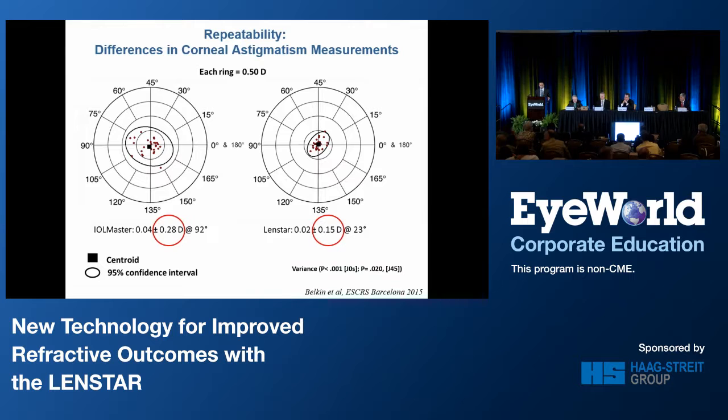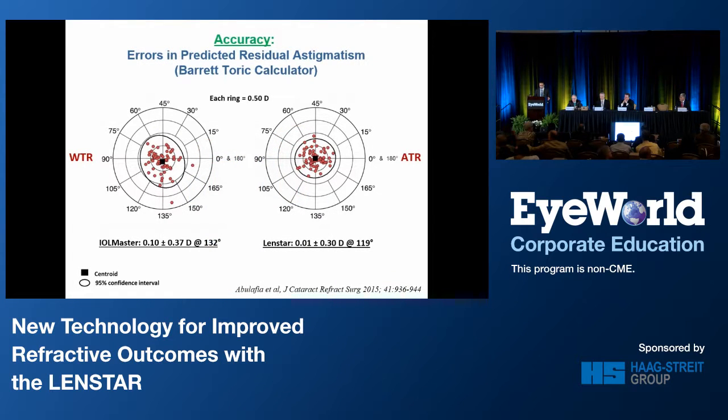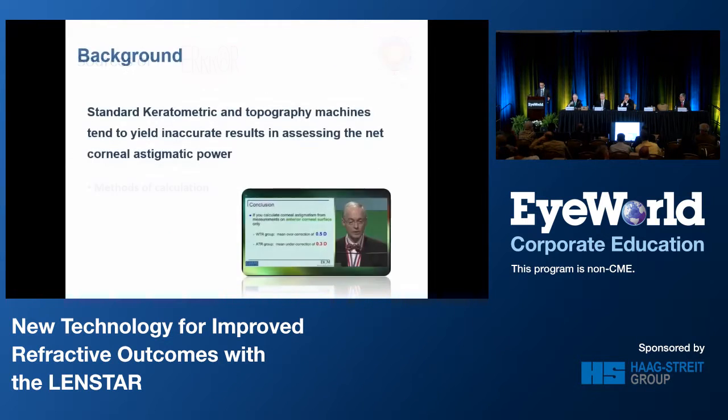However, the LENSTAR device had a significantly lower variance as compared to the OWLmaster. And when the LENSTAR was used, more than 96% of the eyes had a difference below 0.5 diopters between the two measurements, as opposed to about 78% with the OWLmaster. So what about accuracy? When we evaluated the errors in predicted residual astigmatism following toric IOL implantation, the LENSTAR had a significantly lower centroid prediction error and variance as compared to the OWLmaster. So let's move now to the methods of calculation.